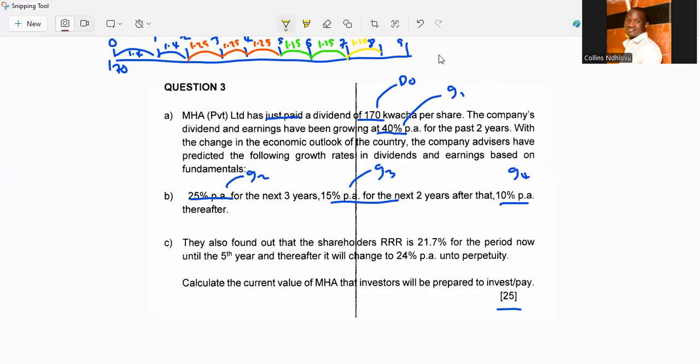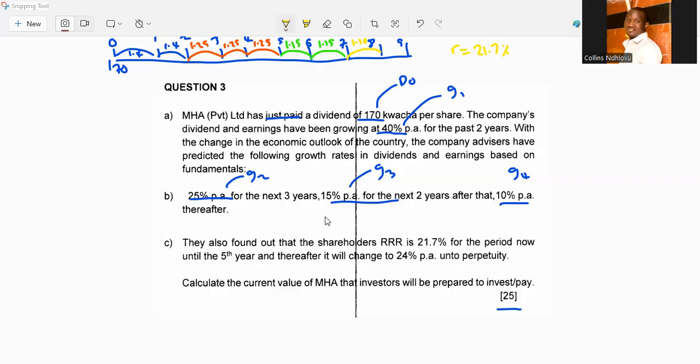So what is our RRR, required rate of return? 21.7%. So an interesting question. We are being asked to calculate what? The value of the stock.